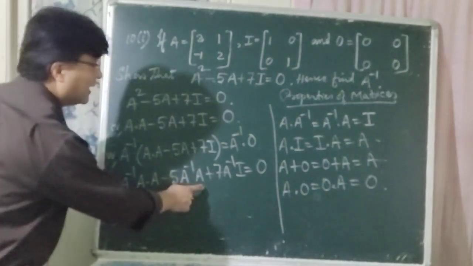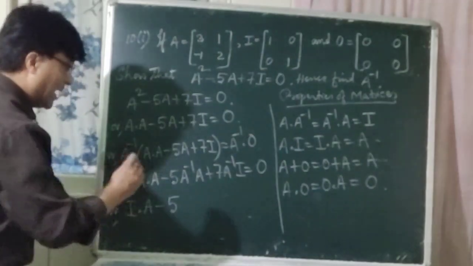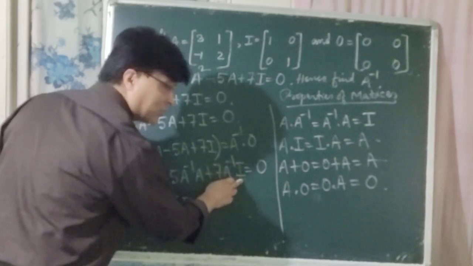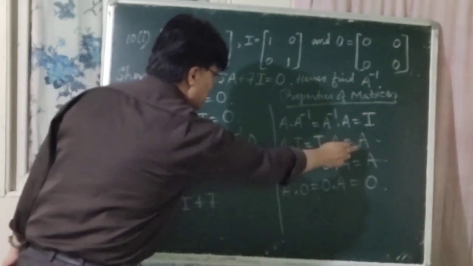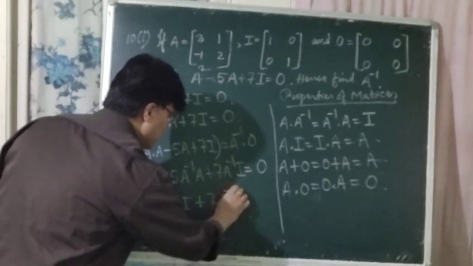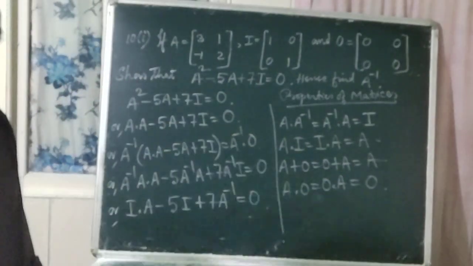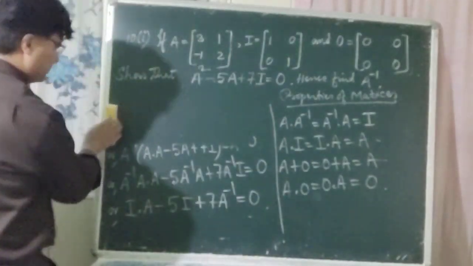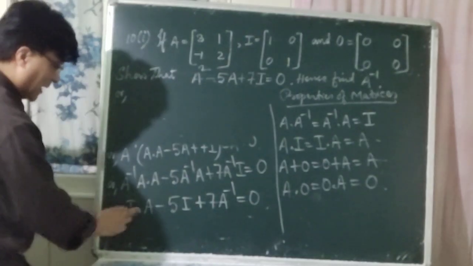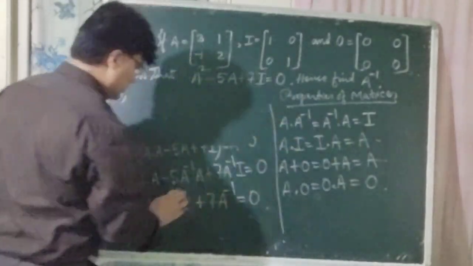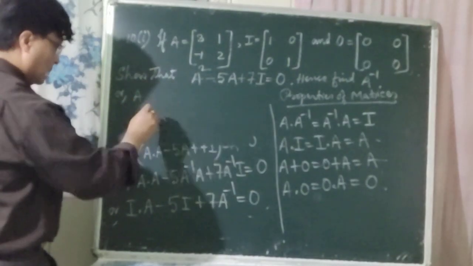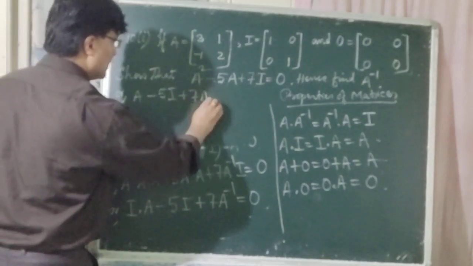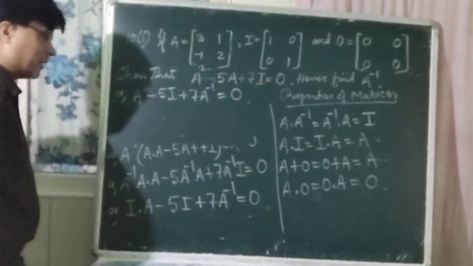What is A inverse dot A? A inverse dot A is equal to what? I. Then plus 7 again. What is A inverse dot I? It is just like your A dot I is equal to A. Now here it is 7A inverse is equal to the null matrix, that is O. Right? So next, or what is I dot A? I dot A is equal to the given matrix A minus 5I is kept as it is plus 7A inverse is equal to the null matrix O.